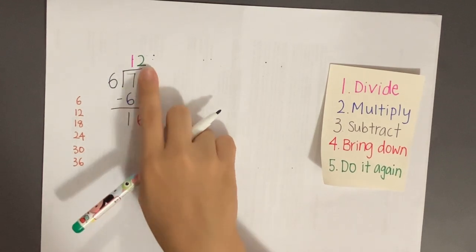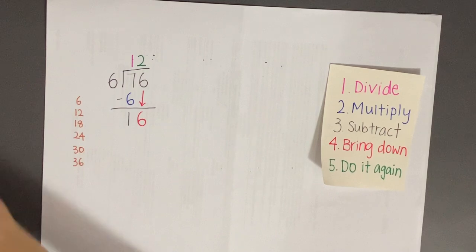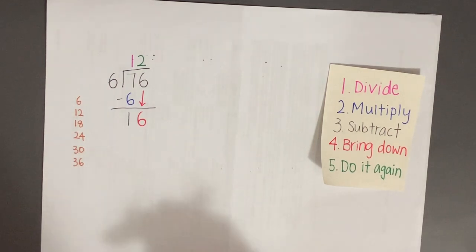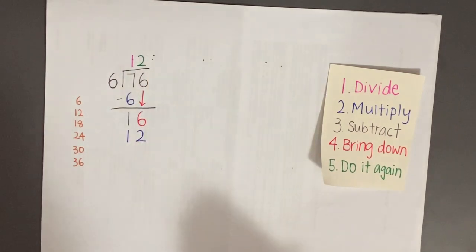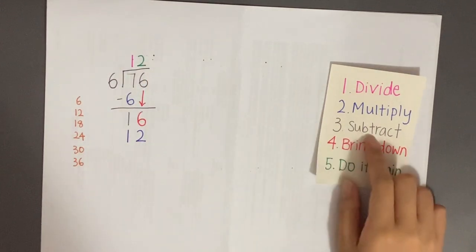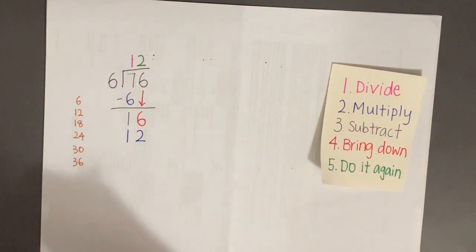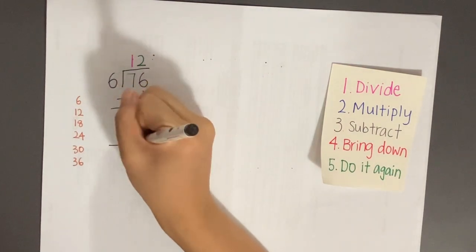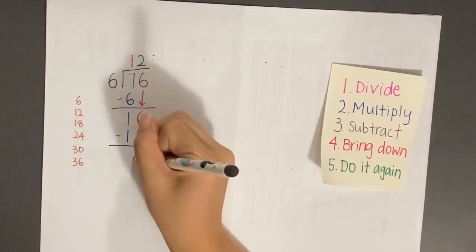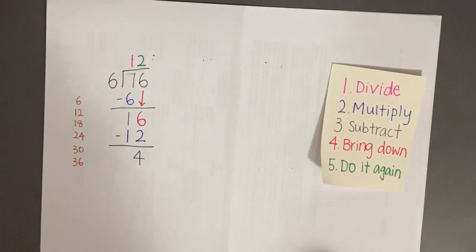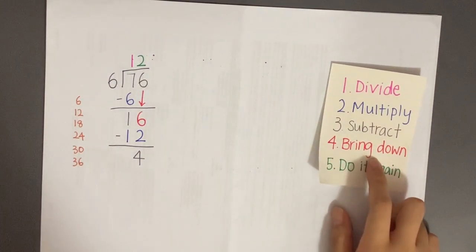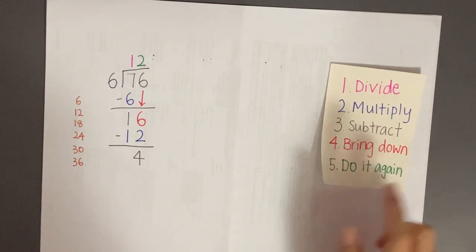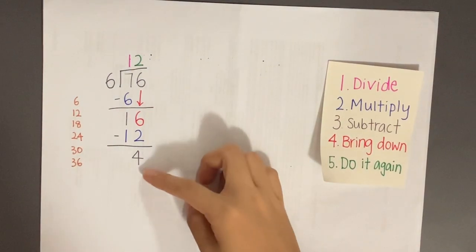6 times 2 is 12. So we are at the second step. 12. Now my third step is to subtract. 16 minus 12 is 4. Do I have anything else to bring down? No, because I'm already at my ones column.